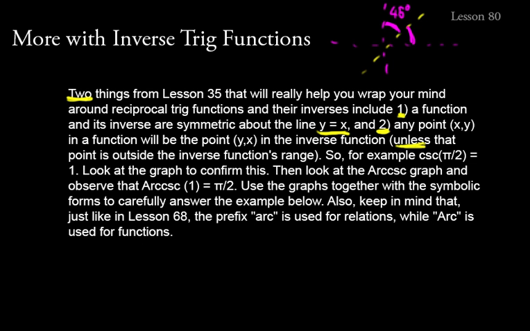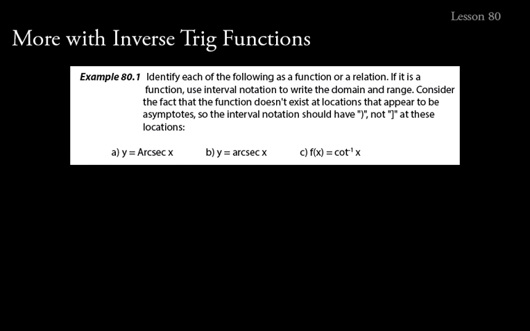So use the graphs together with the symbolic forms to carefully answer the examples that we're going to do. And then keep in mind too, just like in lesson 68, lowercase arc is for relations, capital Arc is for functions. So look at example 80.1. Identify each of the following as a function or relation. If it's a function, use interval notation to write the domain and range. And also consider the fact that the function doesn't exist at locations that appear to be asymptotes, so the interval notation would have a parenthesis, not a bracket, at those locations.